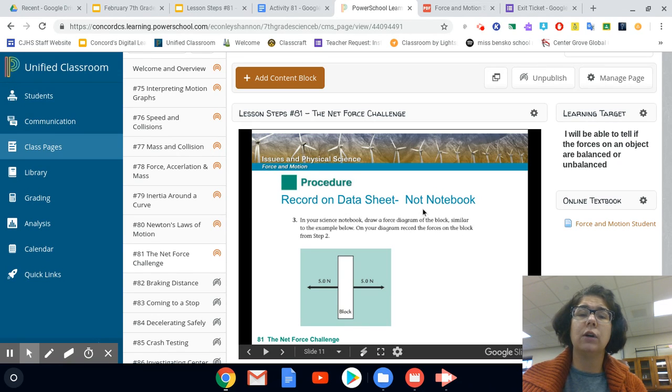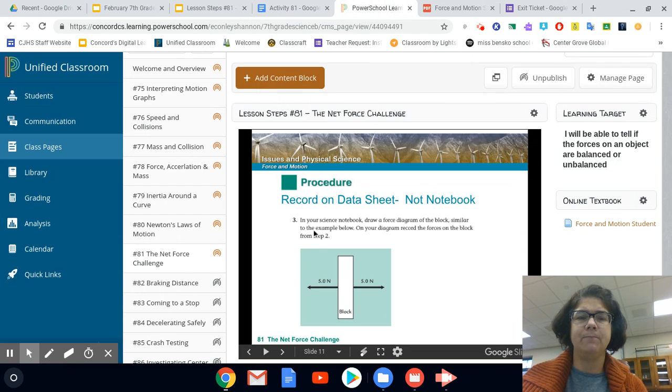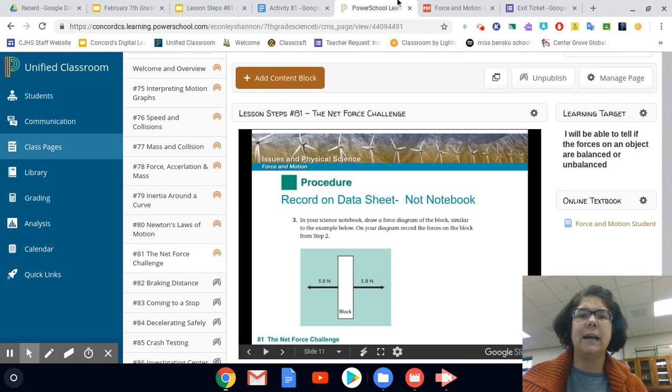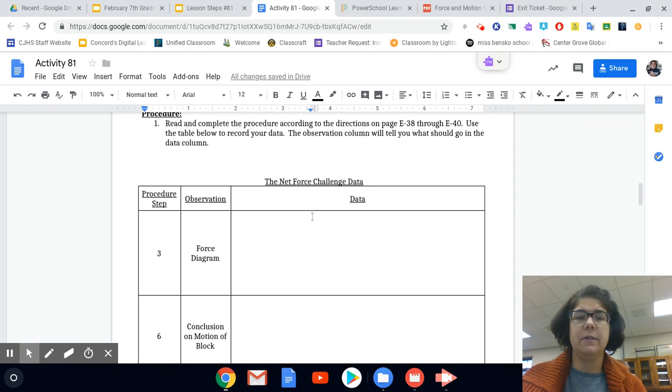Now it says to record on the data sheet, not the notebook. Okay? And look here, procedure step 3. That's the step I'm on. Step 3. Observation, force diagram. So I am going to draw something that looks like this, but uses the forces that we were told to use in step 2. And you should have a drawing in this spot right here.